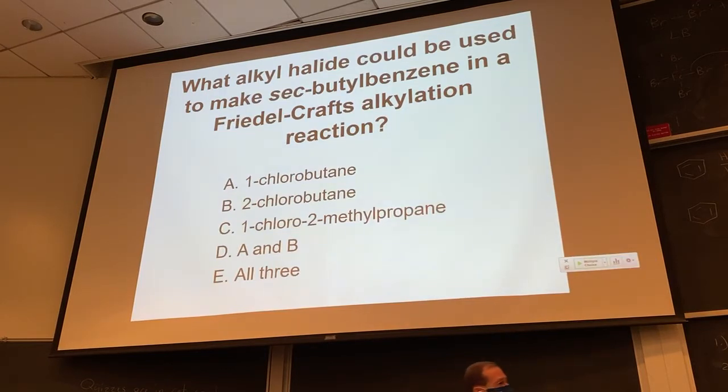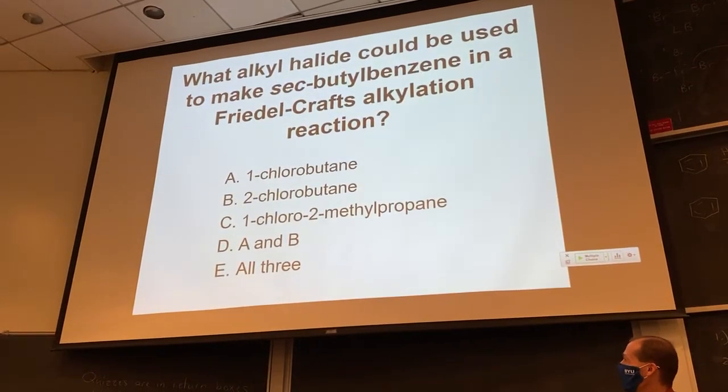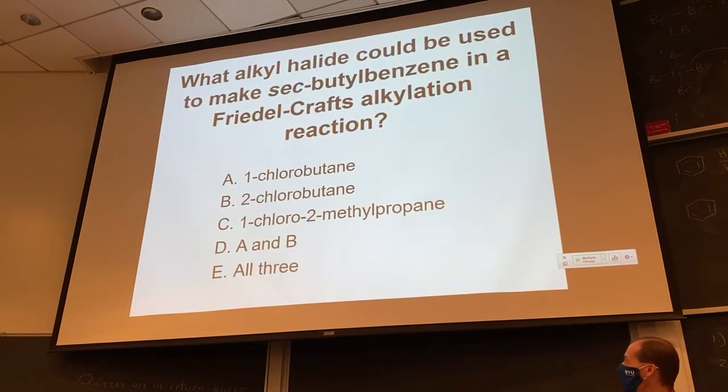Which alkyl halide or halides will react to make sec-butylbenzene? Which ones? Yes. Okay, A and B, right? So B will form a secondary carbocation directly. The sec-butyl means it's a secondary alkyl group. So the carbocation in B will react directly to give sec-butylbenzene. In A, we'll have the same rearrangement that we drew on the board over here to give the same carbocation that gives sec-butylbenzene. What kind of alkyl group do we get from C?